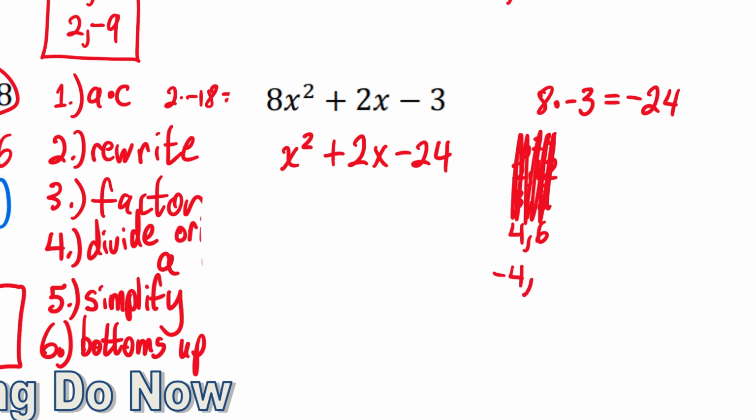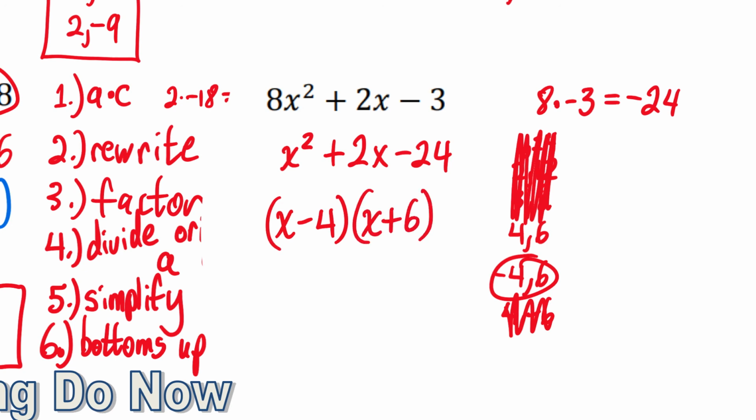Yeah, so it's going to be a -4 and positive 6 because -4 times 6 is what? -24, but -4 plus 6 is what? A positive 2. If we did that the other way around, if we had 4 and -6, 4 times -6 is -24, but what is 4 plus -6? -2, but I need this to be a positive 2. So it's not this one, it's this one. So we're going to have x minus 4, and we're going to have x plus 6.